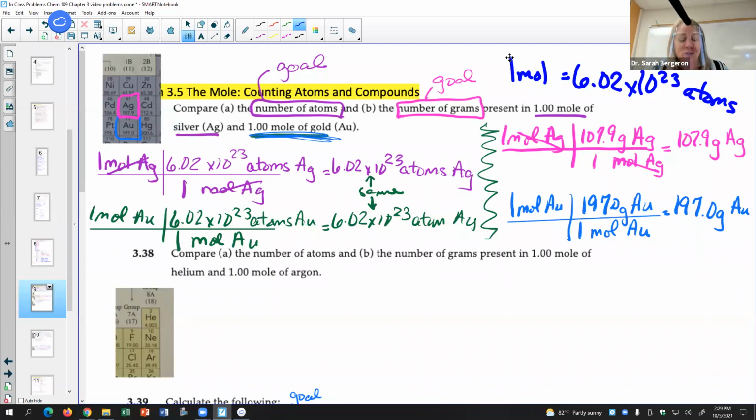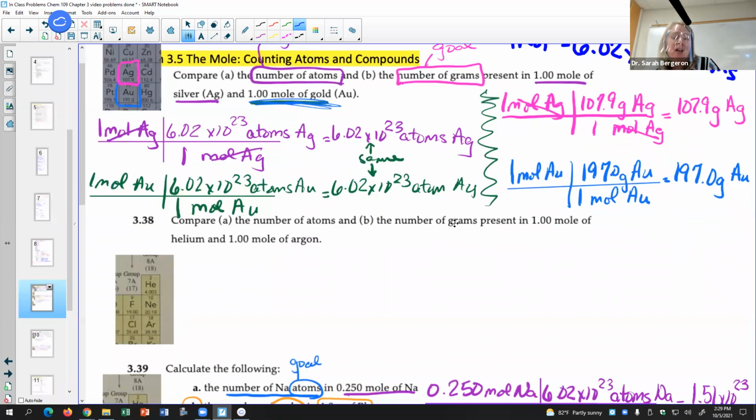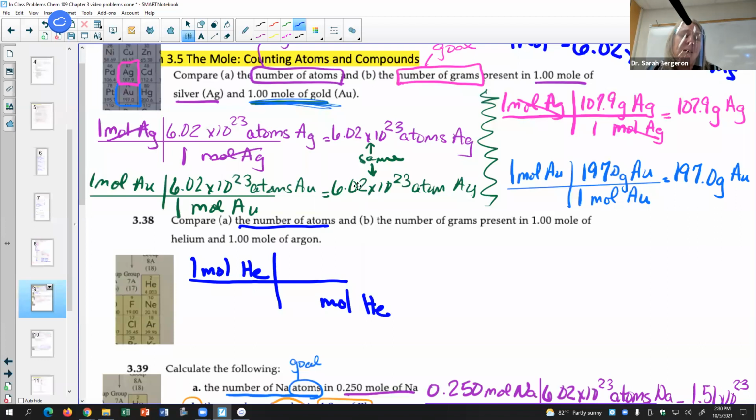Okay, so let's tackle some problems. Compare the number of atoms and the number of grams present in 1 mole of helium and 1 mole of argon. So it doesn't matter what it is for number of atoms. If I have 1 mole of helium, what does that tell me? You could do dimensional analysis because you're going to have to do dimensional analysis later. So I say embrace it now. I want to get rid of moles. What am I trying to get to?